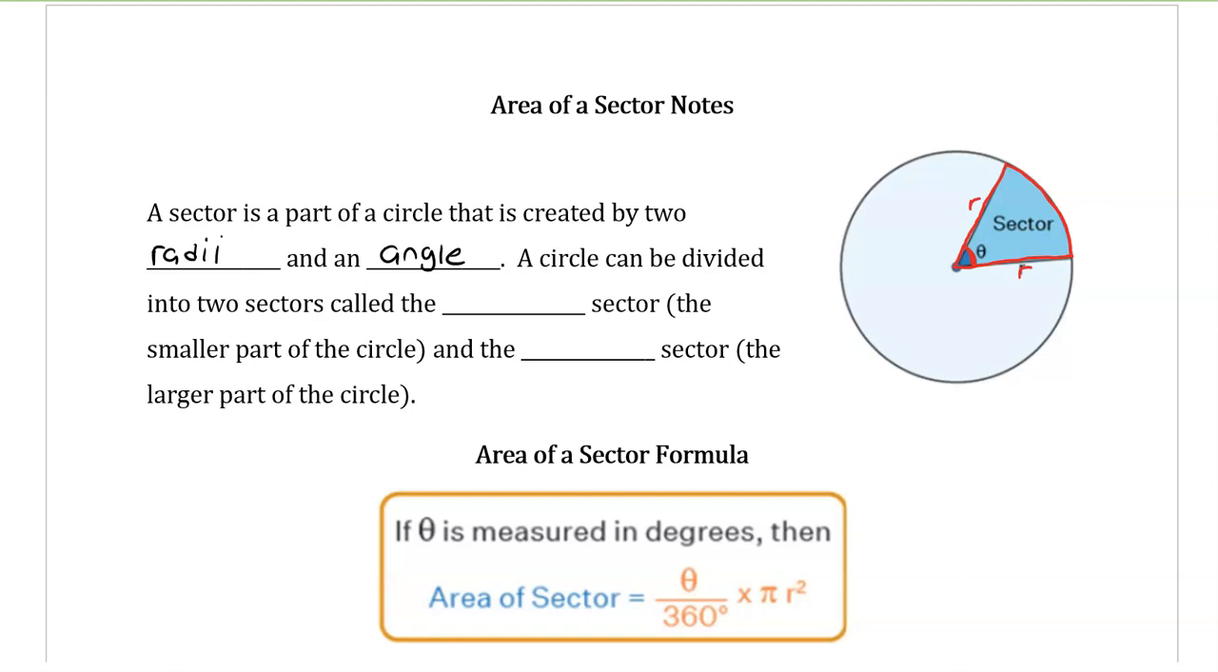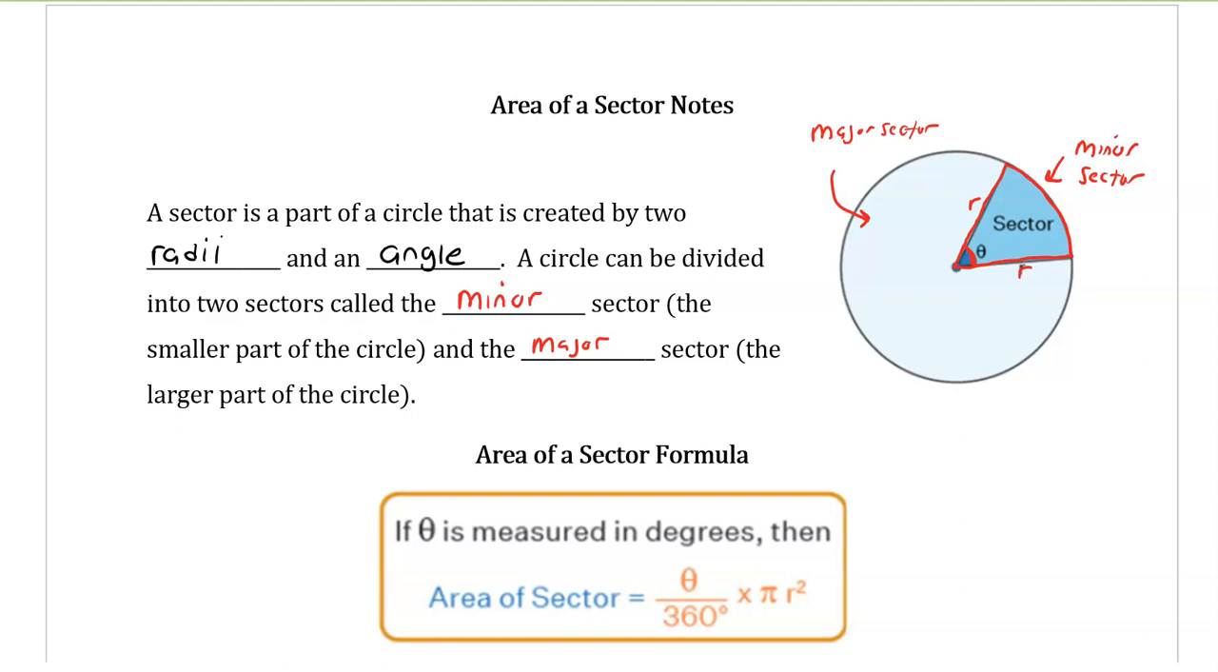So a circle can be divided. When you create a sector, it actually divides into two different slices, two different pieces. The first sector is called the minor sector, and that's going to be the smaller part of the circle. So that's going to be the part here in dark blue. And then the major sector. You probably remember talking about minor arcs and major arcs, which are very similar definitions. So this lighter blue area is considered a major sector.